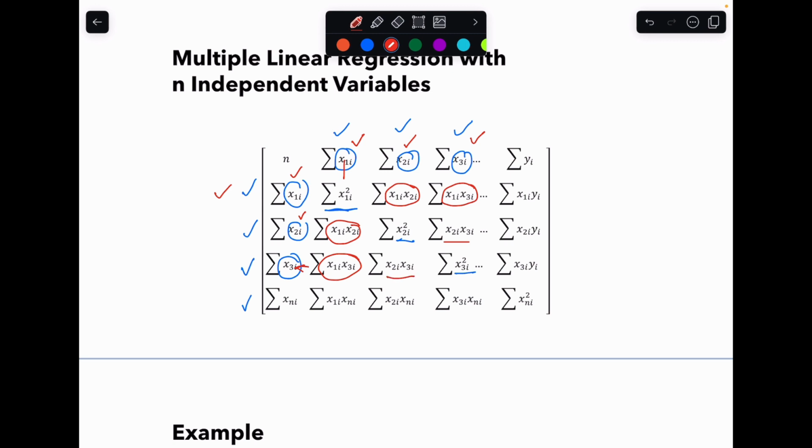For this one, we just start with y sub i, and then we multiply it with the first independent variable, the second, the third, up to the nth independent variable. By the way, this should be x sub n sub i and then y sub i. So it's not cubed or squared. So that's how we do it for multiple linear regression.